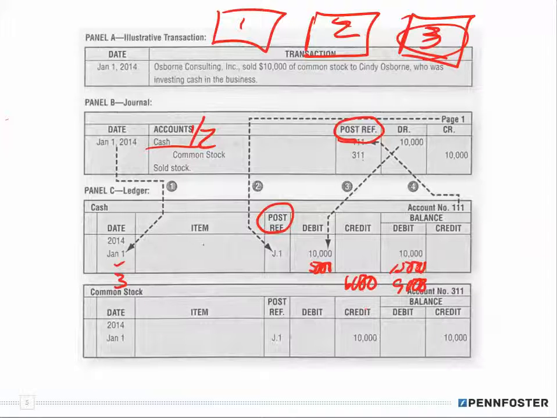Why? Because I had a debit of 15,000 previously, and a credit means I'm going to decrease it. Well, I'm decreasing that amount by 6,000, so I still have a debit balance of 9,000 in that account. So that's what I mean by a running balance. This balance column is going to keep a running balance going down the page.